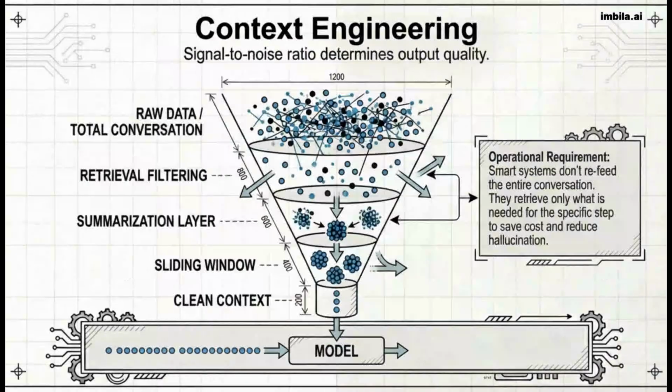To feed that brain effectively, we practice context engineering. We don't just dump raw data into the prompt. We filter, summarize, and use sliding windows to funnel noise down into a clean context, ensuring the highest signal-to-noise ratio for the model.